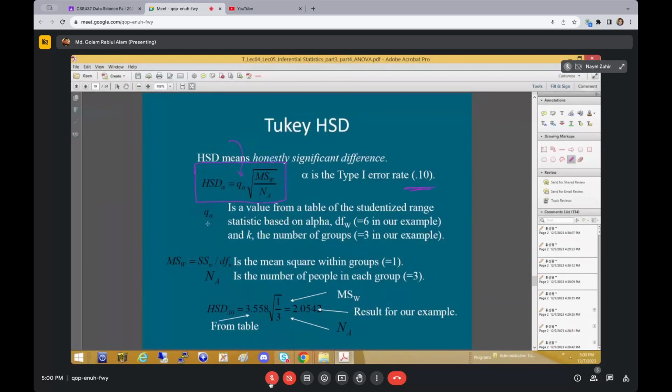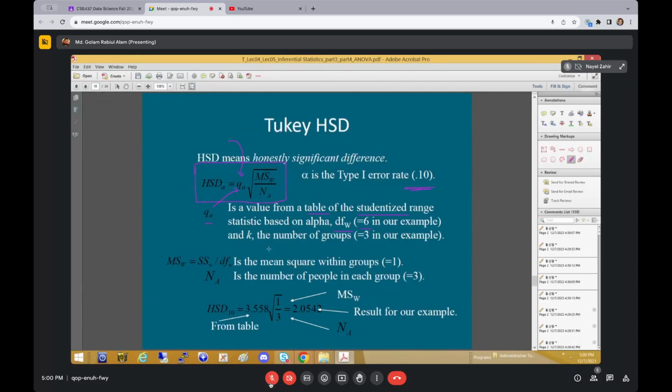Then there is the q alpha here. This is the value q alpha. It's a value from the table, that is, the studentized range table. To find this table value we need the DFW, the degree of freedom within, which we have already calculated and found to be 6.